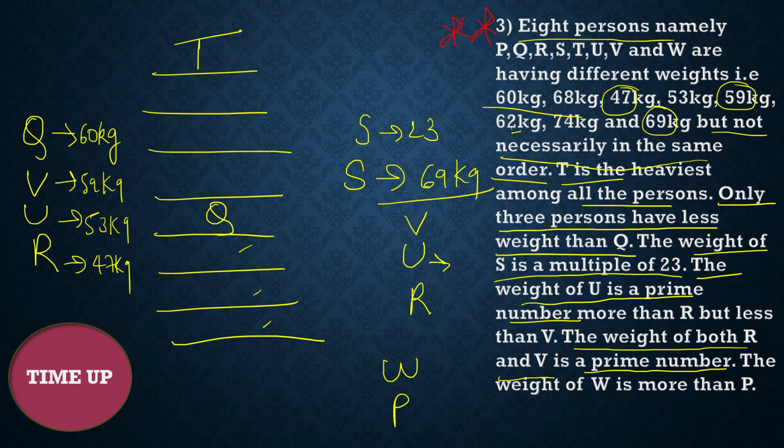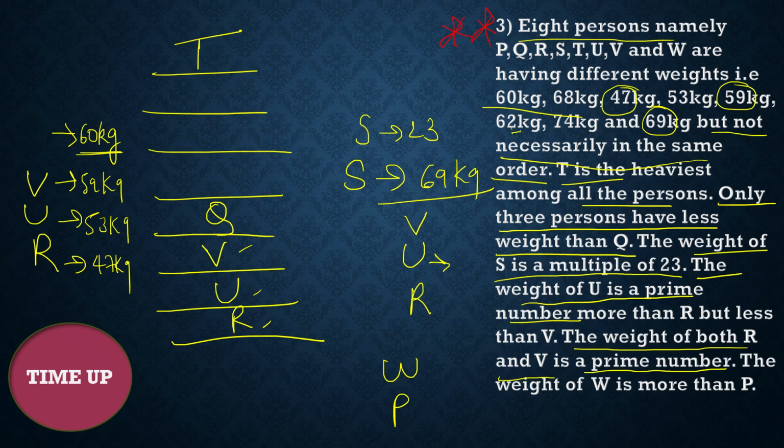Then V's weight would be 60 kg because it is less than 68. But 60 is not a prime number, correct? So you need to think like that. So when you place Q at 60 kg, the weights of V, U, R are less than that, plus you should place such weights that they are prime numbers. So that's why we have placed it like this.